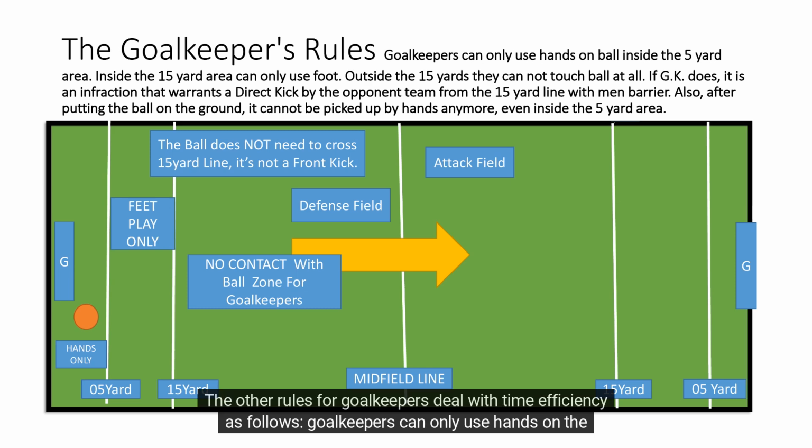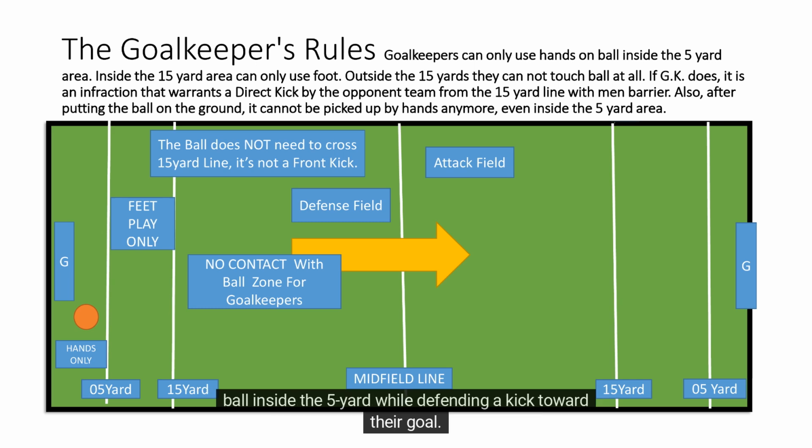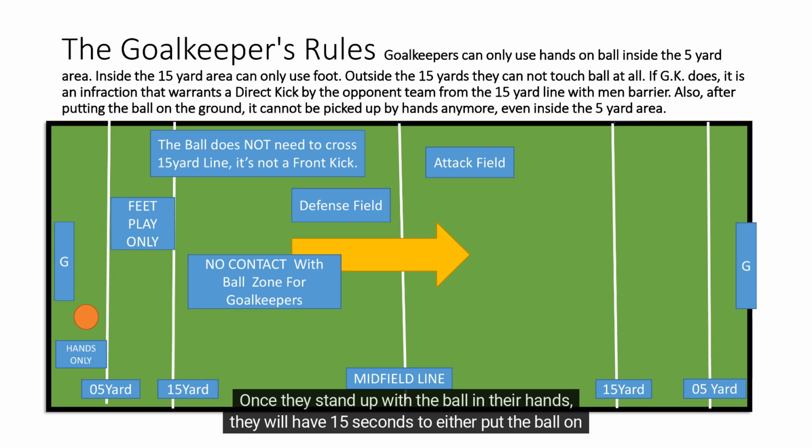The other rules for goalkeepers deal with time efficiency as follows. Goalkeepers can only use hands on the ball inside the 5-yard area while defending a kick towards their goal. Once they stand up with the ball in their hands, they will have 15 seconds to either put the ball on the ground and begin playing only with their feet, or simply throw the ball by hand to a teammate. Once the ball is put on the ground, it can never be picked up again by hands.